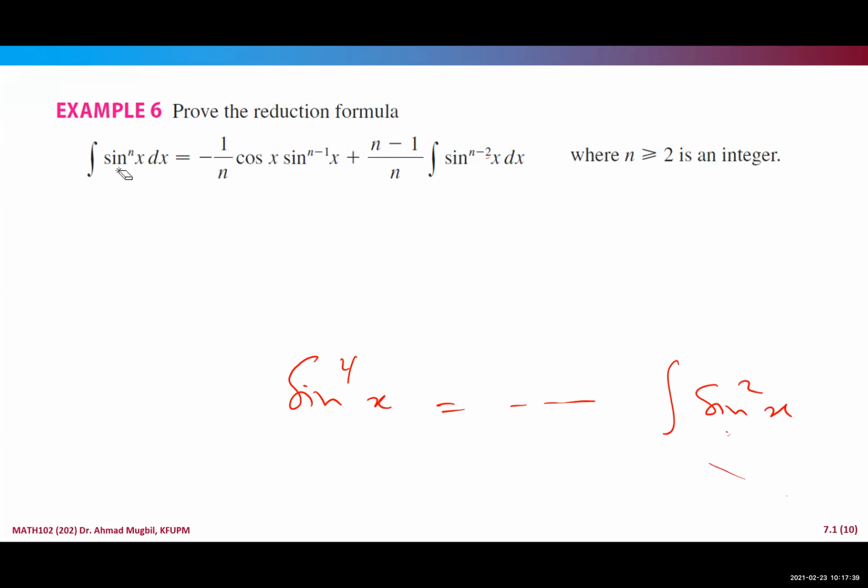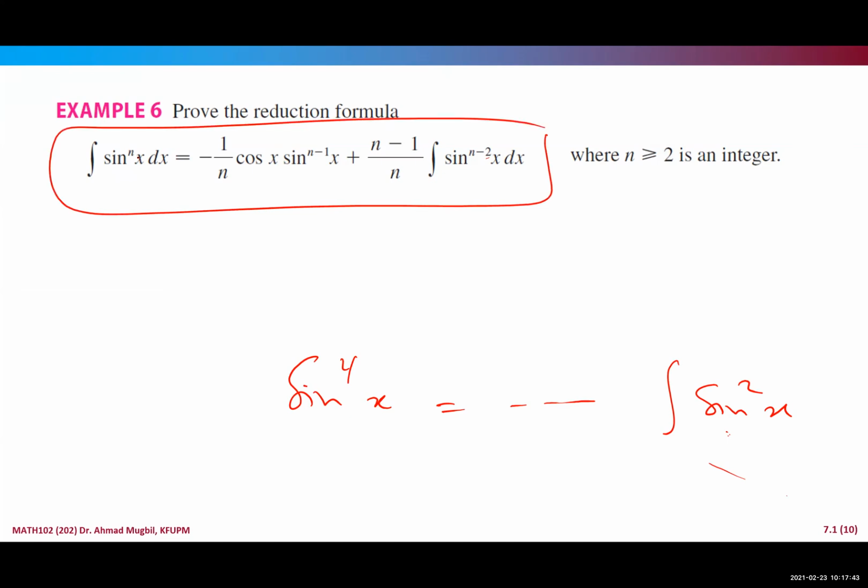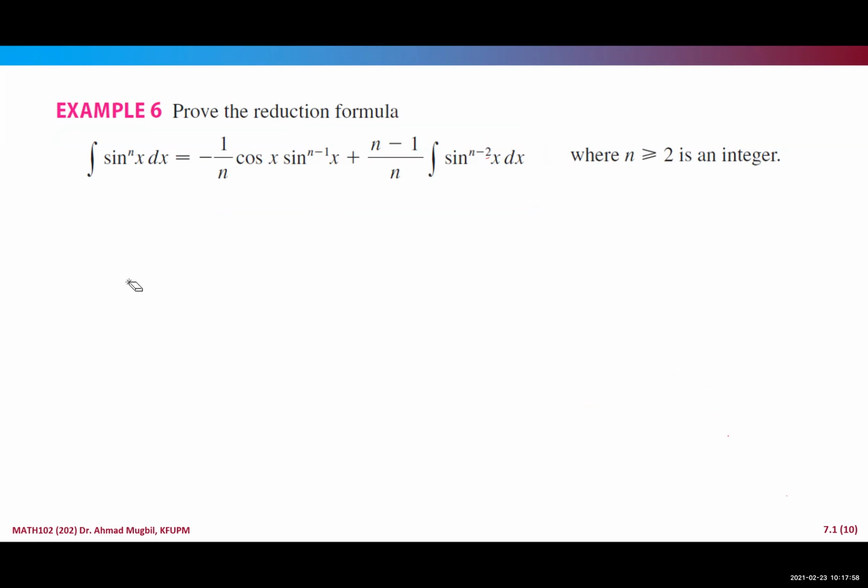In fact, you don't need to recall this formula. You just need to apply it when n is 2, 3, 4, 5, 6, and so on. So we will not give you a very big integer, just a few integers at the beginning. So what is the technique? You will use integration by parts to prove this, to show that it is correct.